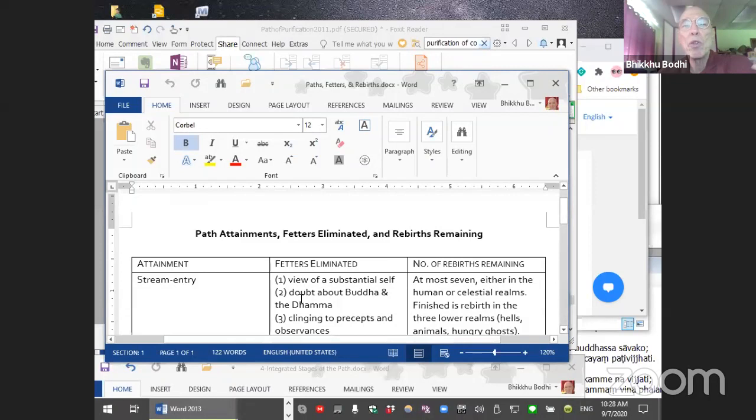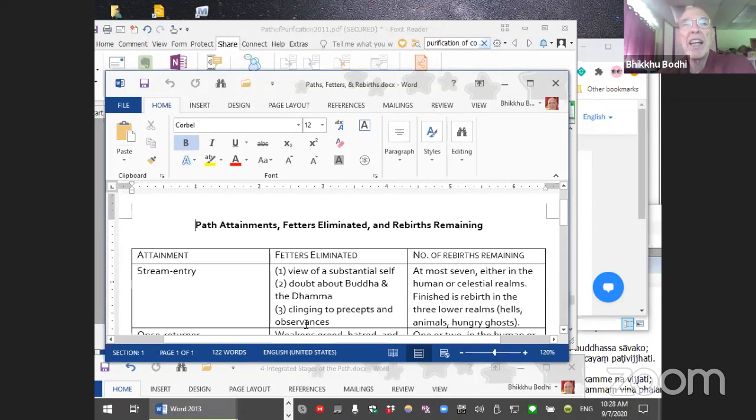One has eradicated all doubt about the Buddha and his teaching, because with the path of stream entry, one has seen the 4 noble truths, and so one has no doubt that the Buddha is a fully enlightened one, and that the Dharma, his teaching, is true, and that the path that the Buddha teaches is the path to liberation. And then one gives up clinging to the bare observance of rules and observances, in the belief that merely by observing precepts and undertaking certain observances, rituals, ceremonies, ascetic practices, one can thereby gain liberation. Because one now knows that the practice of the Noble Eightfold Path, or the 3 stages of Sila, Samadhi, and Panya, is the path to liberation. And so those are the fetters eliminated.